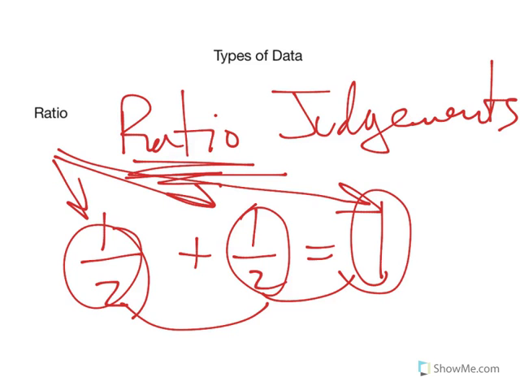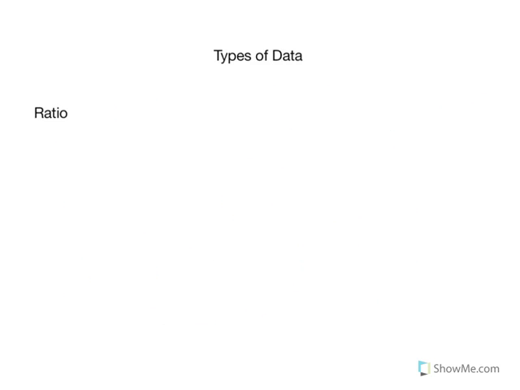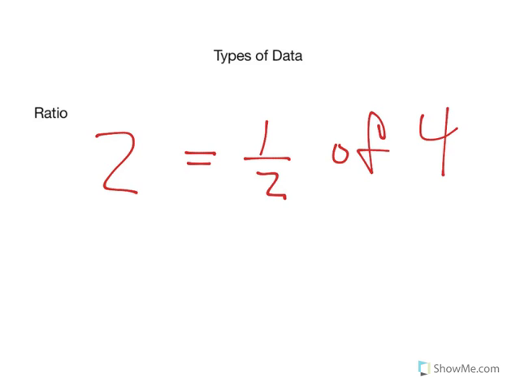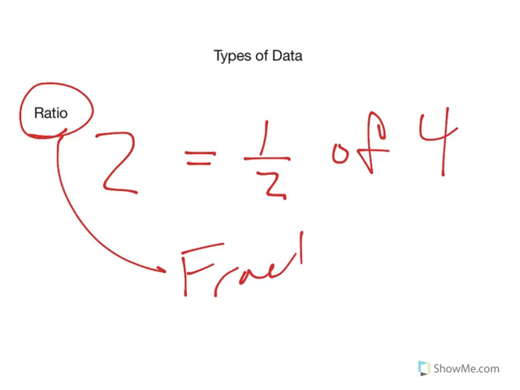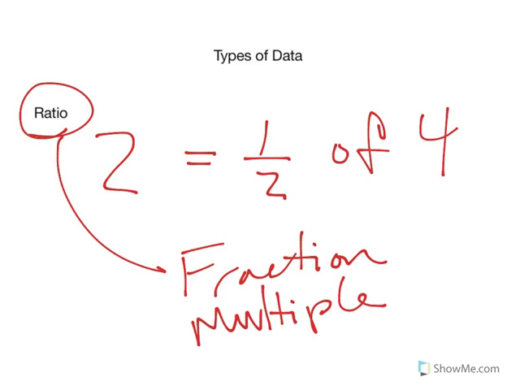It sounds silly, but it actually is very true, and it's very important, okay? So with ratio data, you can say things like the group that scores 2 is equal to 1/2 of 4. You can only do that with ratio data, okay? And ratio essentially means fraction, or you can think of it maybe as multiple. Okay. So that's the real benefit of ratio data.